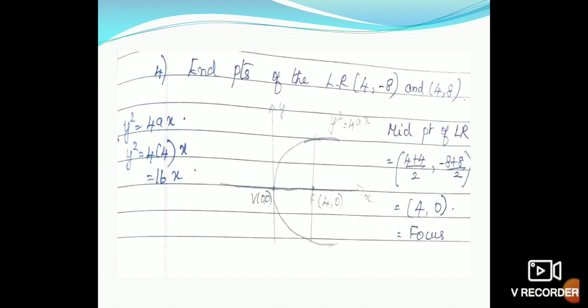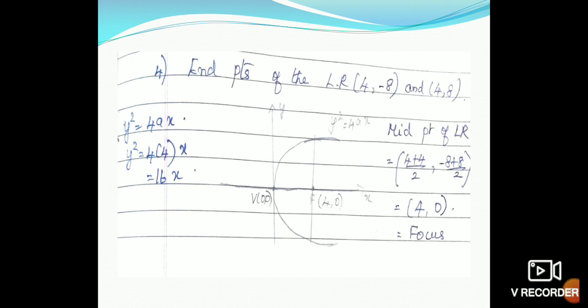The next type. They have given the endpoints of the latus rectum: 4 comma minus 8 and 4 comma 8. Now I have to find the midpoint of the latus rectum. What is the latus rectum? Latus rectum is a line passing through the focus. So if I have to find the coordinates of the focus, it is the midpoint of the latus rectum. So I am using these 2 coordinates to find the midpoint.